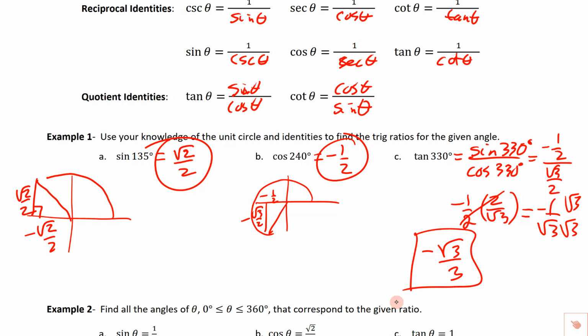Mason. Couldn't the quotient identity for cotangent also be cosecant theta over secant theta? If you want to do something funky like that, I'm not quite sure what you said, but yeah, I suppose you could.